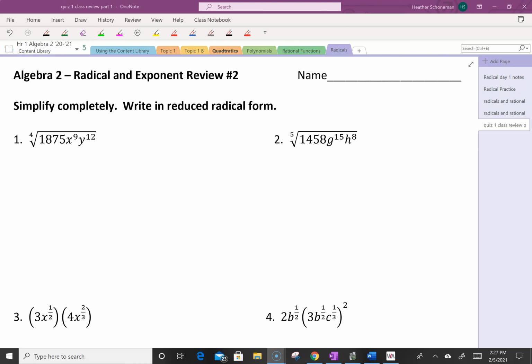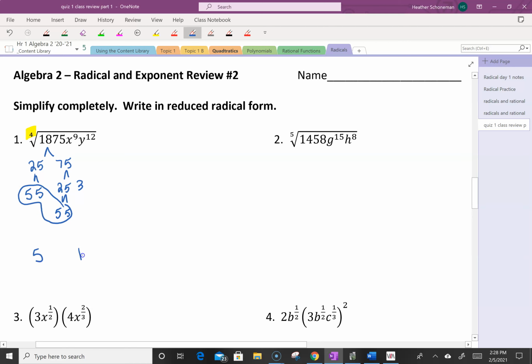So on the first type, we need to find the fourth root of this. On the fourth root, we're looking for groups of 4. Now, if you put this in your calculator, you'd get a decimal. So you know you've got to do a factor tree. So 1875, because it ends in 75, I'm thinking 25. So I'm going to get 25 and 75. 25 is 5 and 5. 75 is 25 and 3. And then I have another 5 and 5. So here's a group of 4. So I'm going to have 5, 4th root, 3.